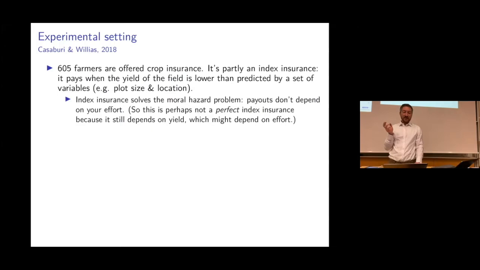The basic idea, like you said just now, is that index insurance removes the moral hazard problem. So you don't have to worry as much about effort when it's based on observable features like rainfall in many cases, or here some other variables.